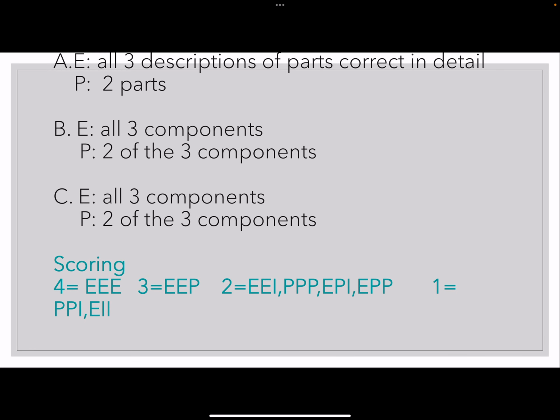Same sort of scoring for the last one. All 3 components gets the E, and 2 of the 3 components gets the P, and less than that is an I. Same scoring as number 1 with the E, P's, and I's.